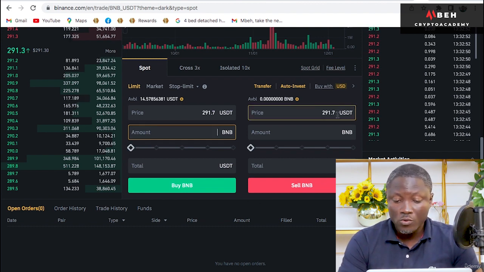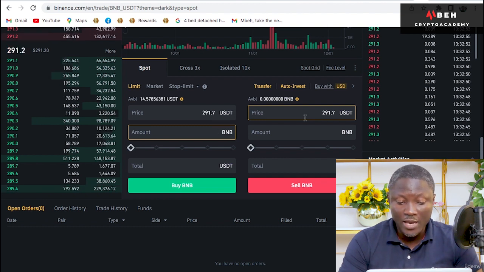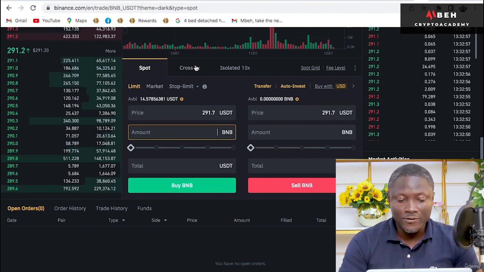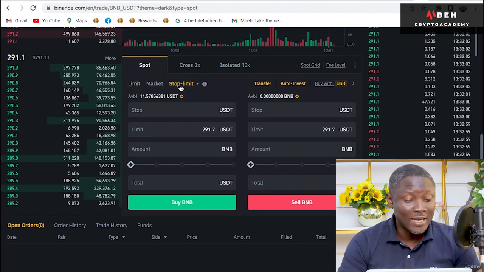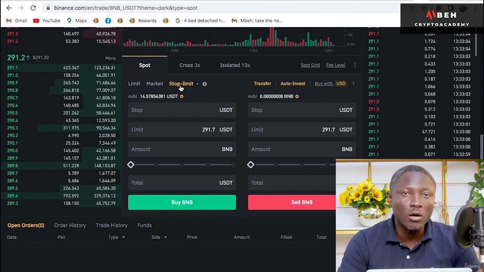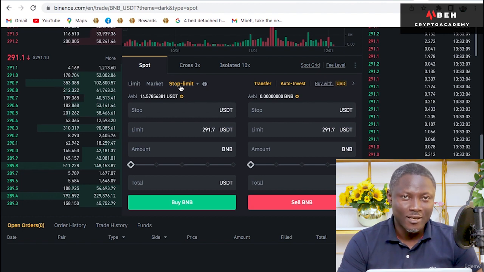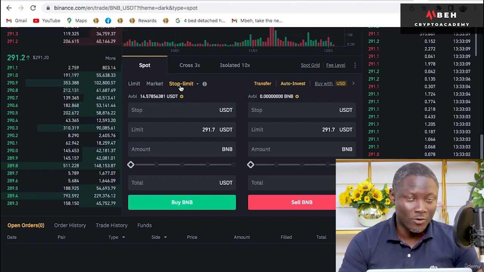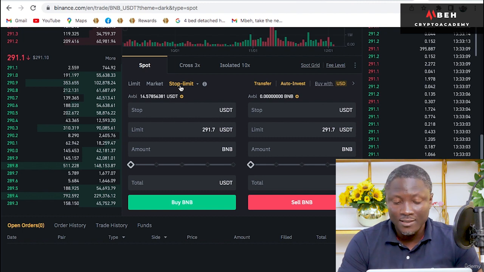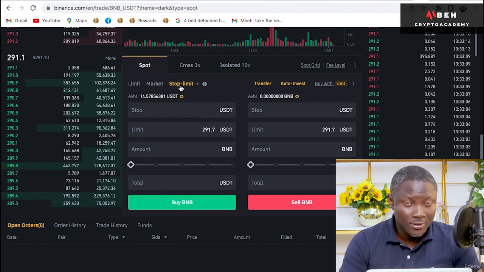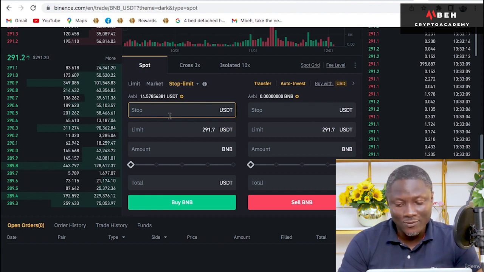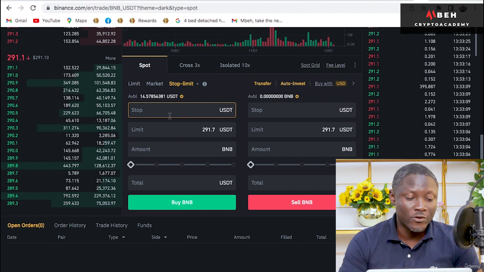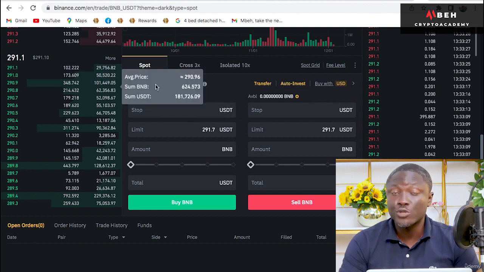Same here, maybe you want to set a limit with BNB, that will be the same thing. And then you also have stop loss. Stop loss enables the system to automatically kick you out of the market or the order if you are experiencing loss, depending on the quantity you inserted in the beginning. You can decide that when I'm already making 10% loss, that should be my stop loss. So the system automatically stops your loss and removes you out of that order. So it's very important for you to know these three important things as far as spot trading is concerned.